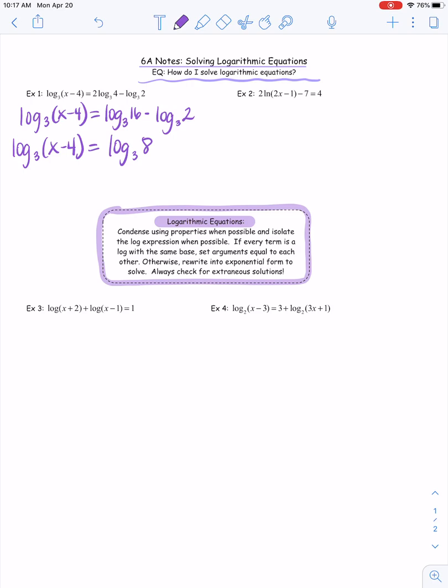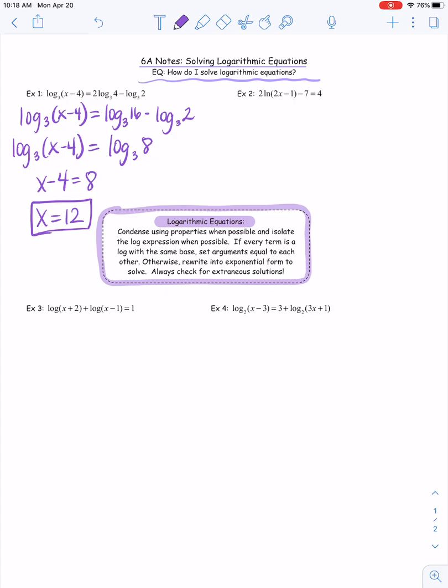Now, because the logs have the same base, if every term is a log with the same base, set the arguments equal to each other. That's really going to help us here, because now all we have is x minus 4 equals 8. All I need to do is add that 4 over, which means x is going to equal 12. And that's it. Okay, let's try it again with example 2.